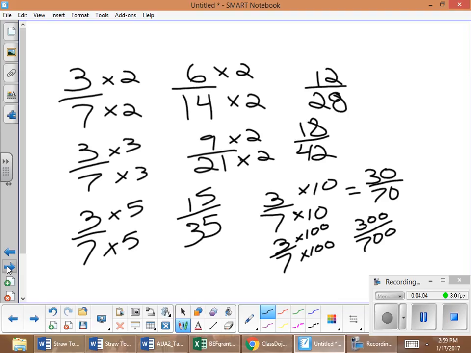So big thing to remember is whatever you do to the bottom, you have to do to the top.